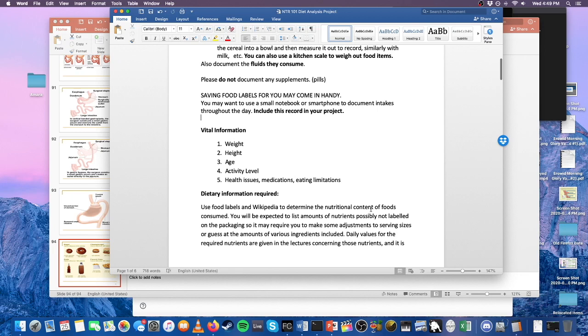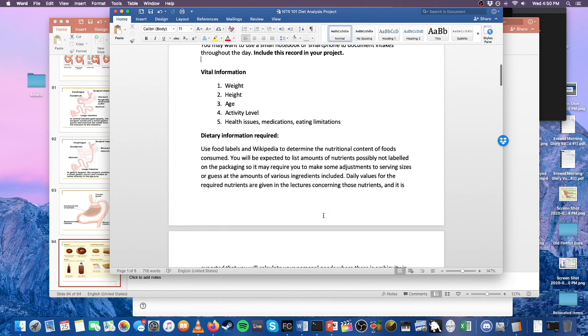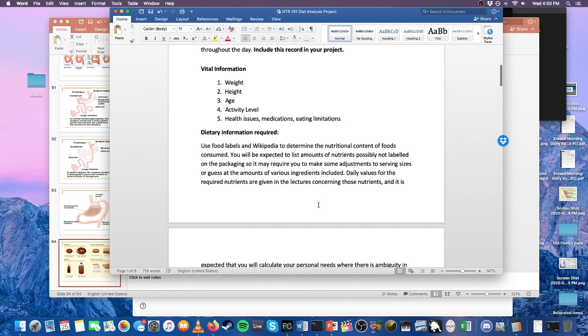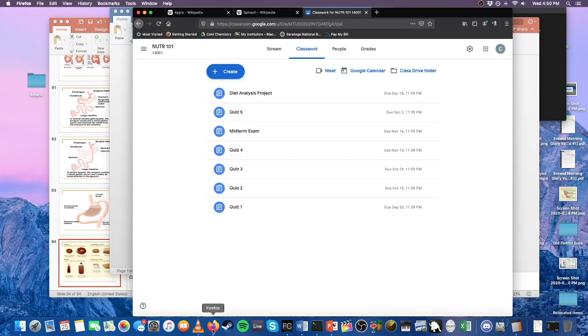Now, you're going to want vital information for yourself or for the person that you're analyzing. That includes your weight, height, age, activity level, and any health indications or medications or eating limitations that you have. And when you're trying to figure out the nutritional content of a food, I've found that Wikipedia generally has pretty good articles about the nutritional content of whole foods, such as fruits and vegetables, which is where you're going to get the bulk of your vitamins and minerals anyway.